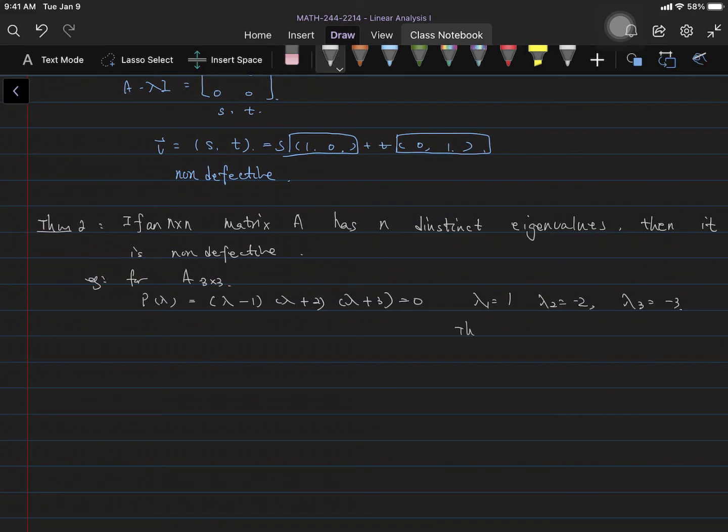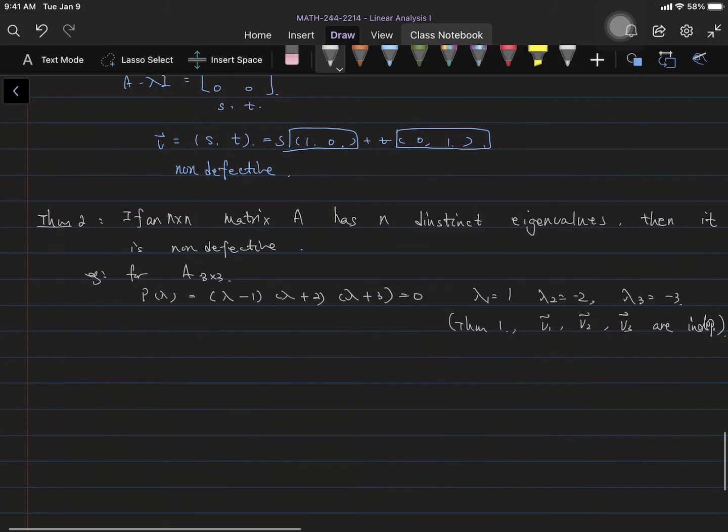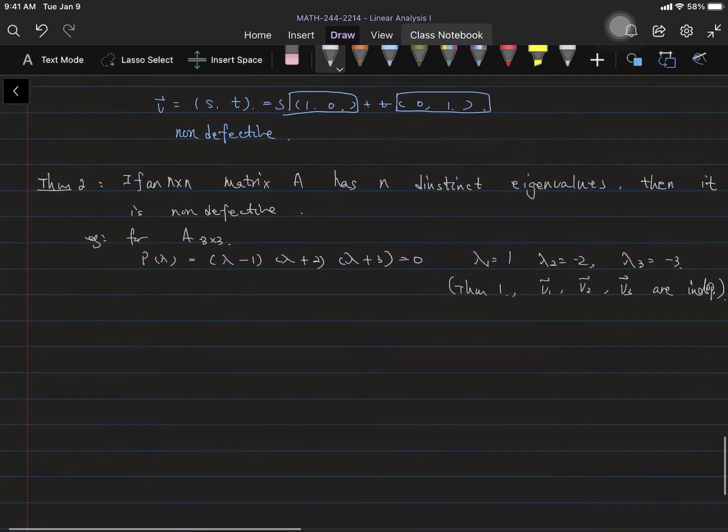Theorem 1 says what? Corresponding to distinct eigenvalues, the eigenvectors are independent. So we can find v1, v2, v3 corresponding to those 3 eigenvalues, and by using theorem 1, they are independent. So we have exactly the same number as n independent eigenvectors, so it's not defective. That's why, okay?